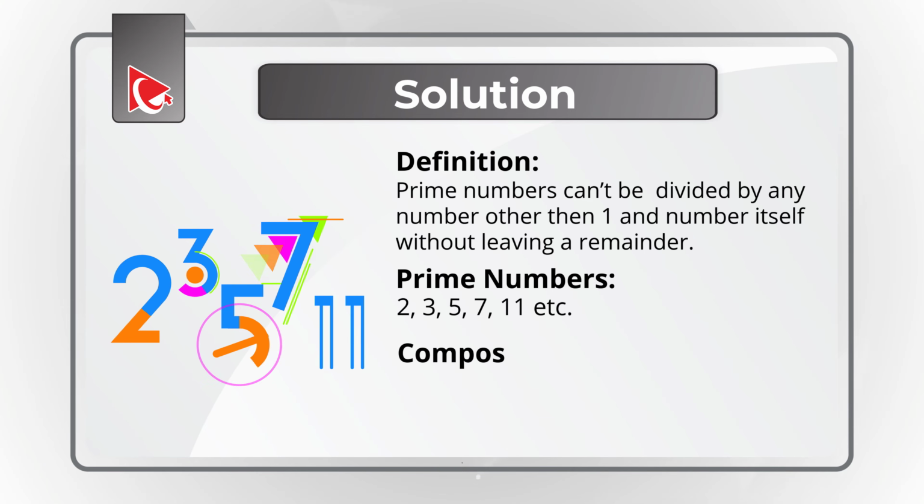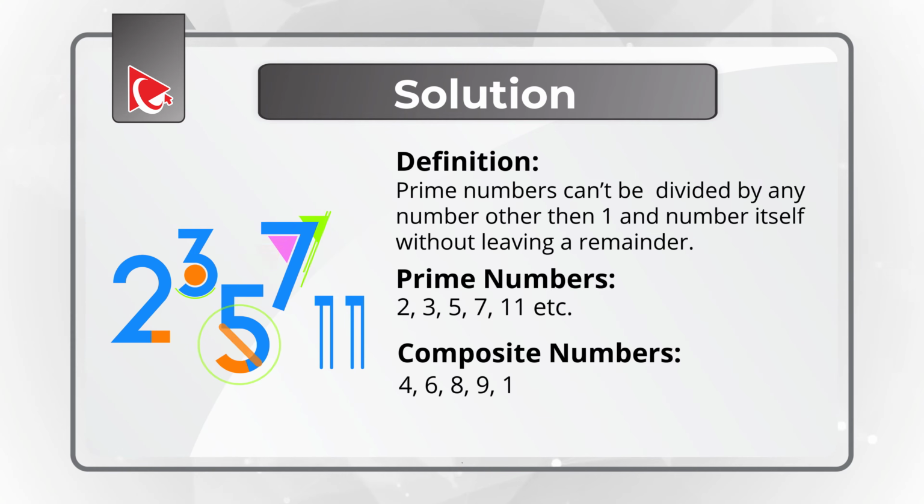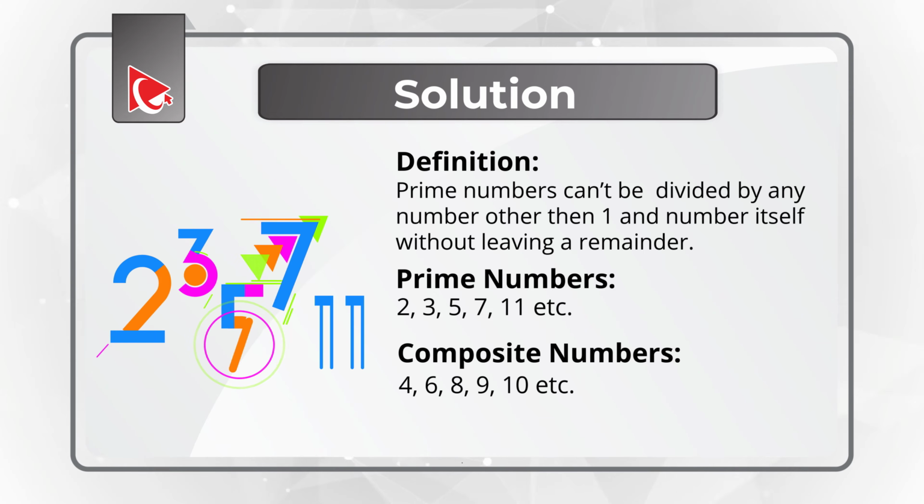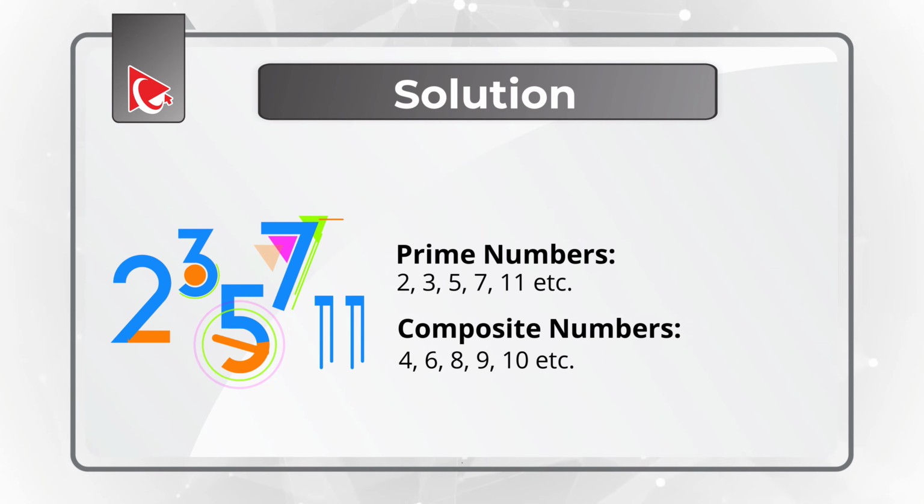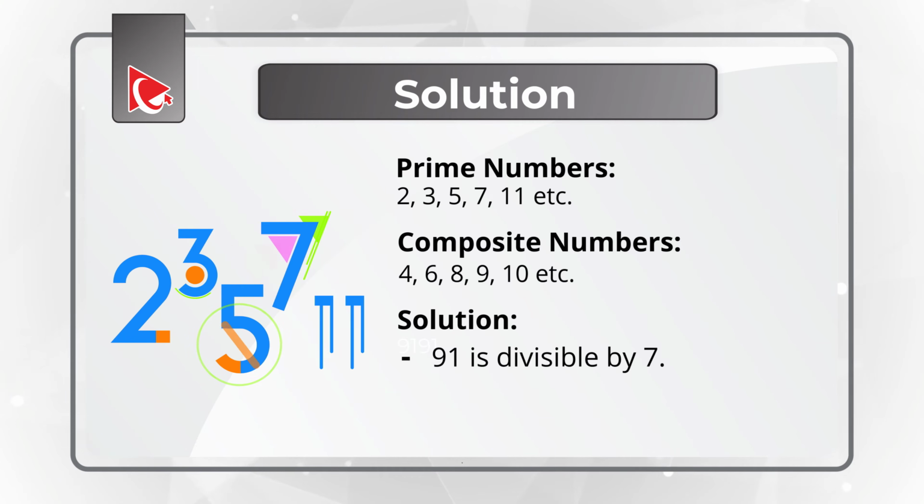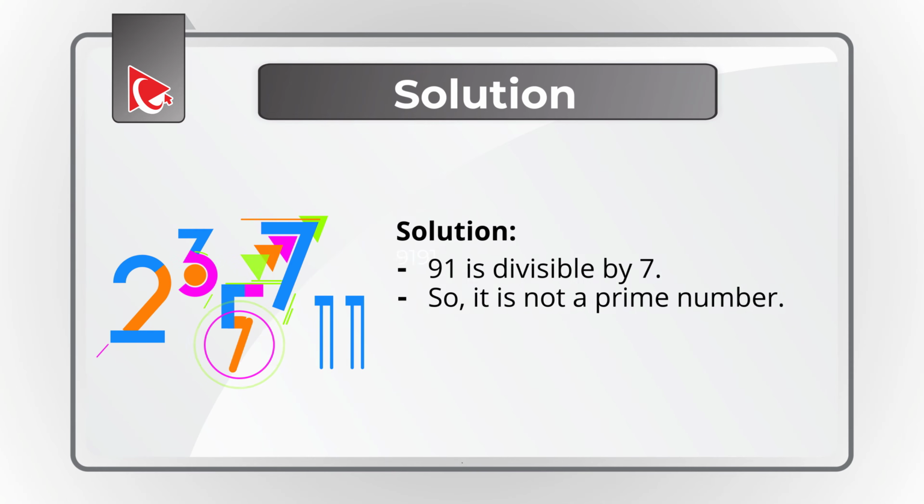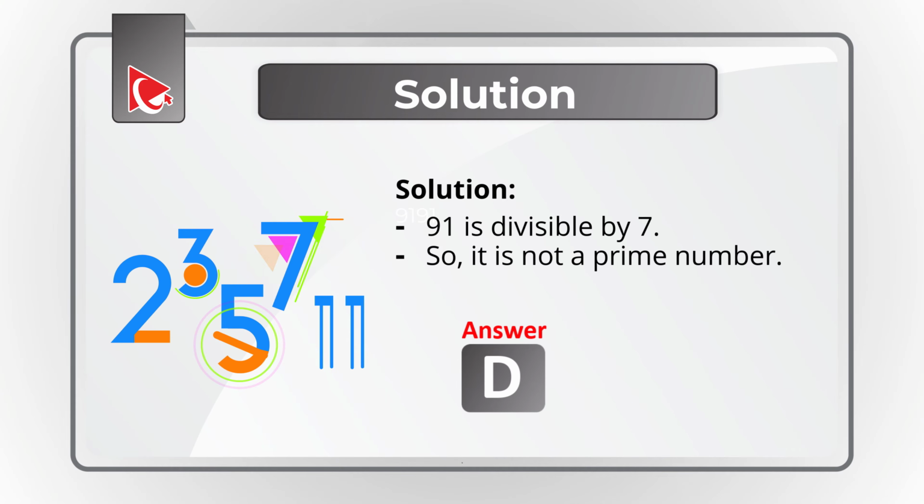The opposite of prime numbers are composite numbers, and examples of those would be 4, which could be divided by 2, 6, which could be divided by 2 and 3, 8, which could be divided by 2 and 4, 9, 10, and you can continue the sequence. As you might have figured out, of the numbers presented, 91 is divisible by 7. So 91 is not a prime number, which means that the correct solution is choice D, 91. Hopefully you've nailed this question and now know how to answer similar problems on the test.